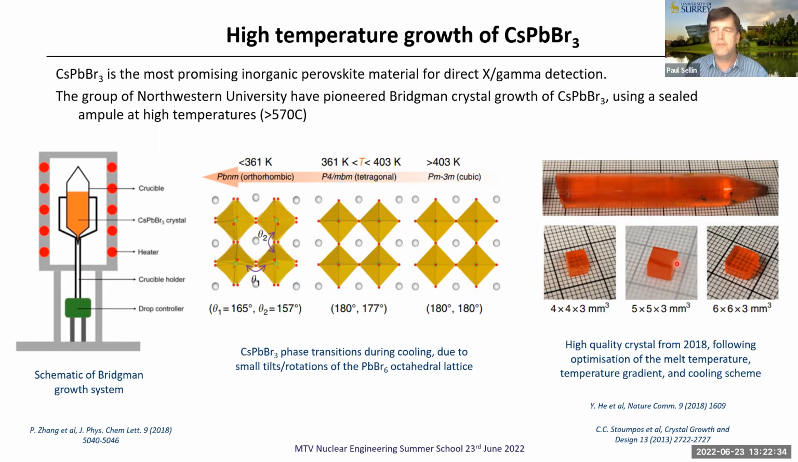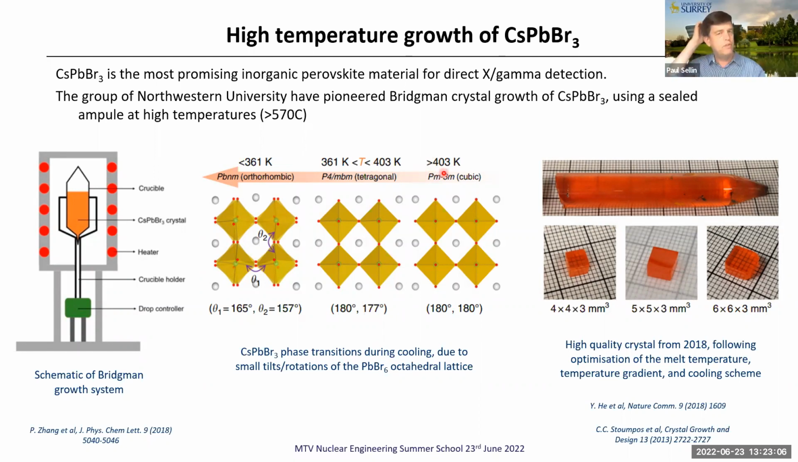Now, I've alluded to the fact that this is not as easy as it looks, and that's certainly true. One of the reasons it's not easy is particularly for the inorganic perovskite cesium lead bromide, the inorganic lead halide with no organic molecule, which is really what you need for a high temperature growth. But the problem with cesium lead bromide is that this material undergoes phase transitions during cooling. You can see here I've highlighted the three main phases.